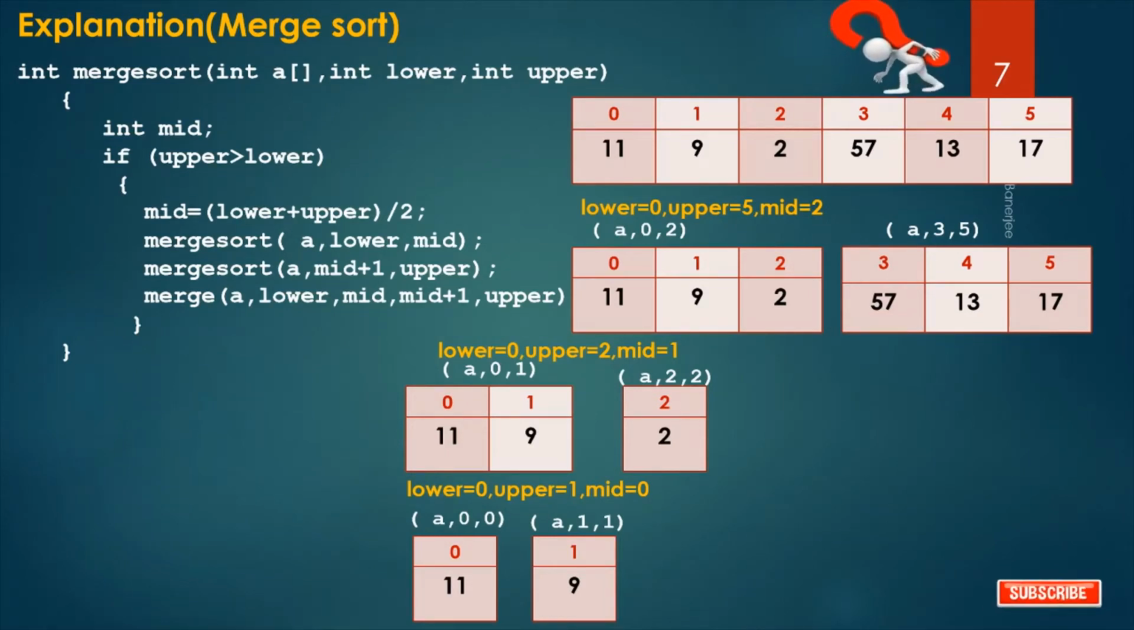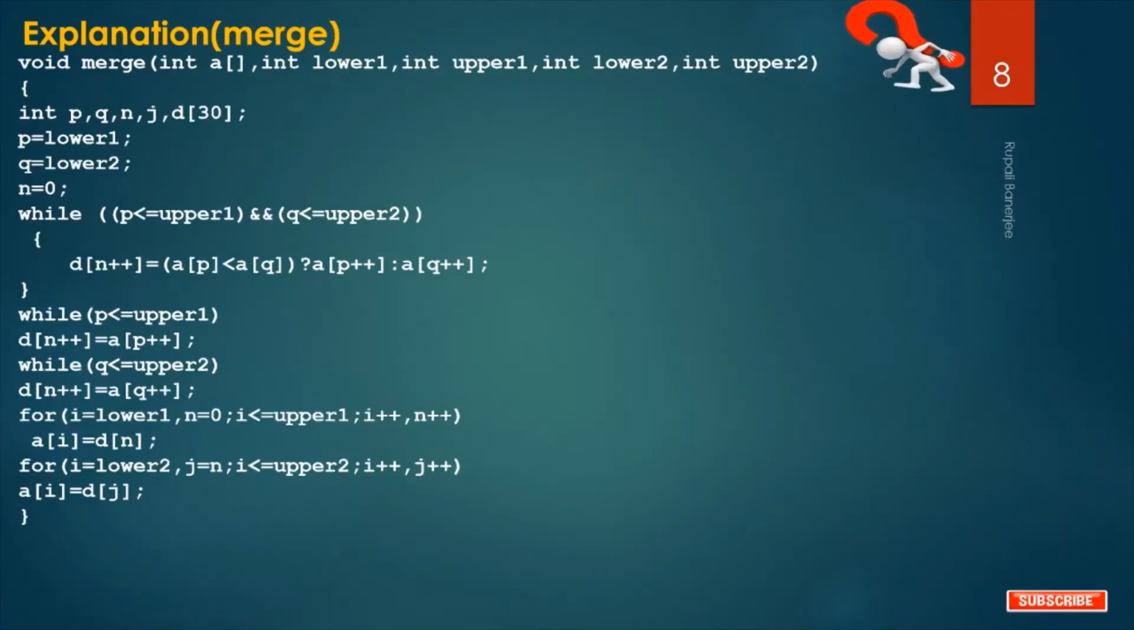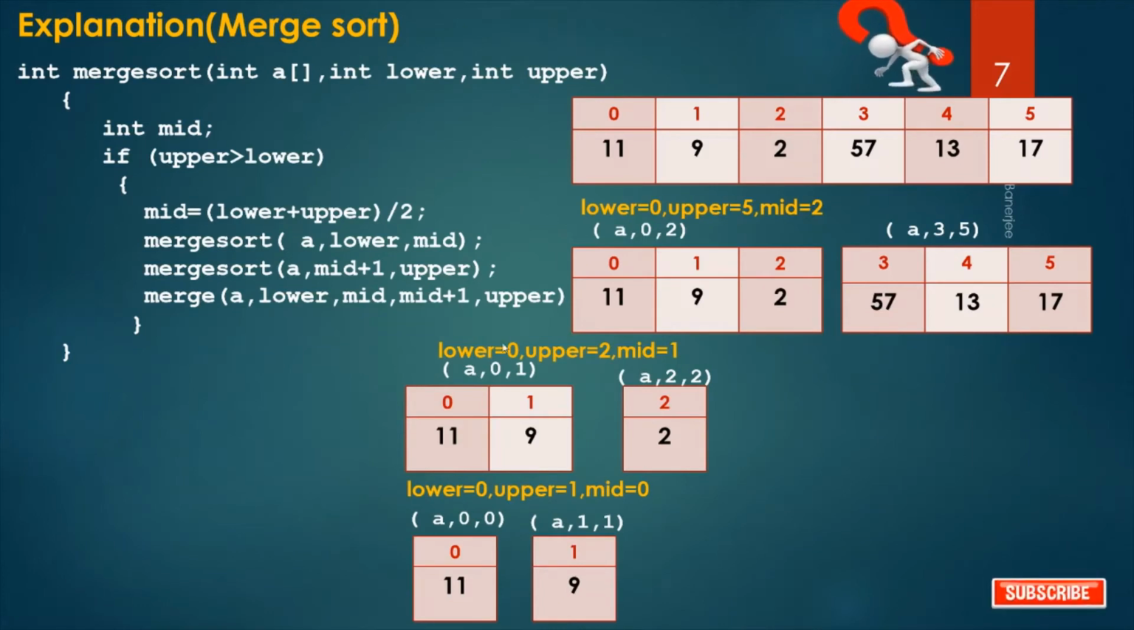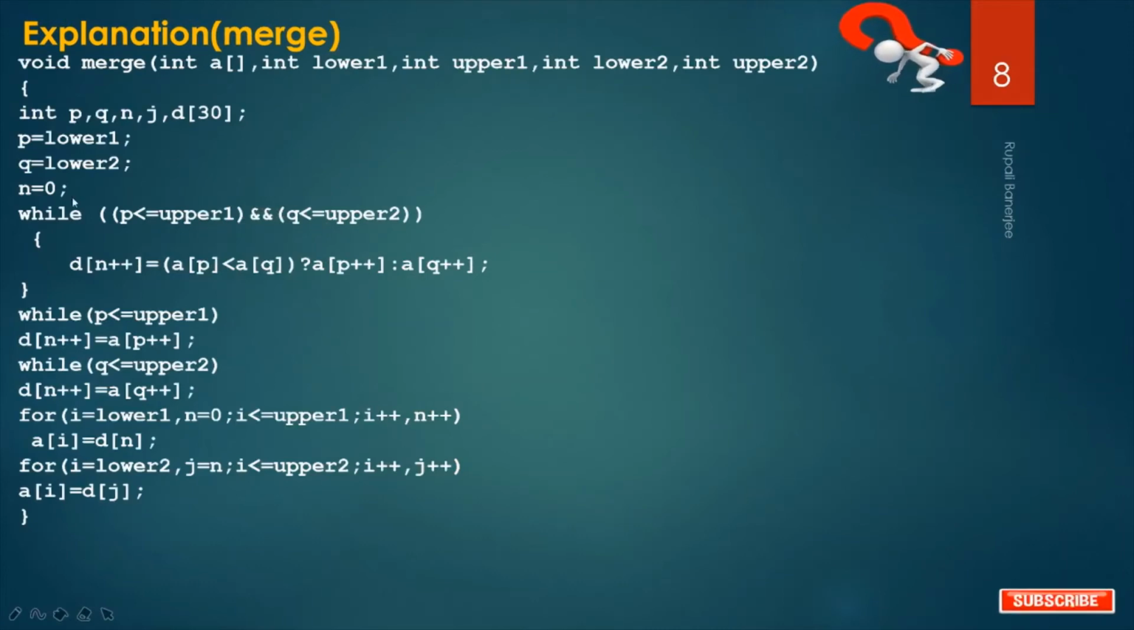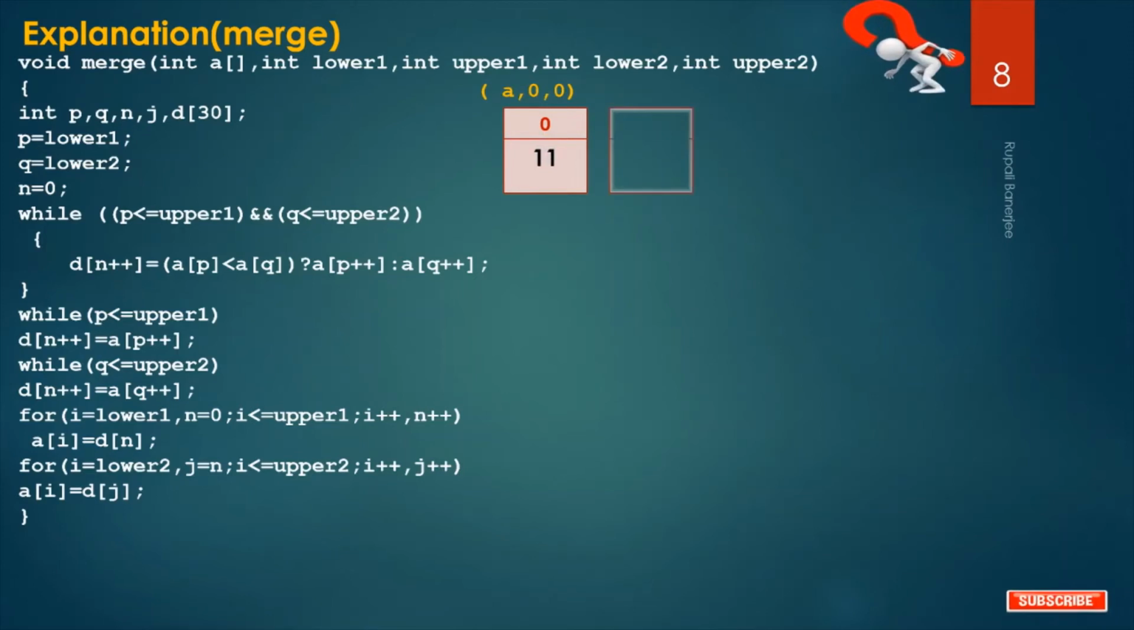Now in my hand I have three single elements of the array, A 0 0, A 1 1 and A 2 2. From this we start merging, because here I call the function merge. So from this I start merging. I already explained how the merge function works. So from these single elements I start merging. So I have three single elements of array A 0 0, A 1 1 and A 2 2.